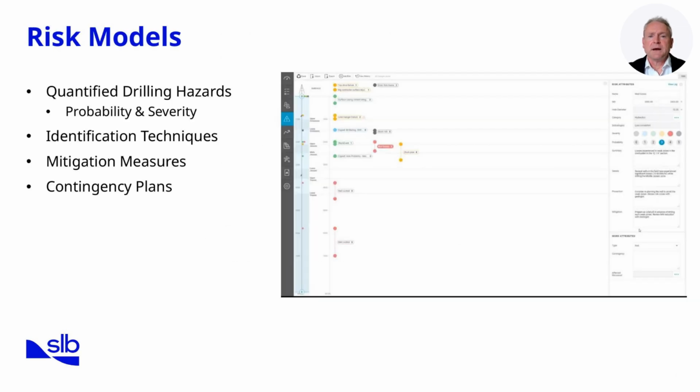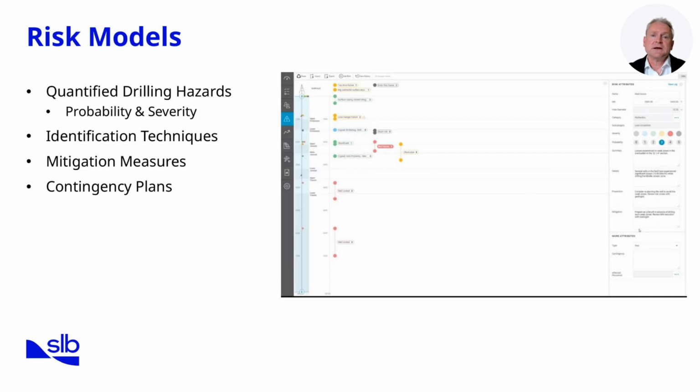Risk models form the backbone of safe and efficient drilling operations. At their core, they allow us to identify, quantify, and prioritize drilling hazards. Quantified drilling hazards mean that we don't just list risks, we assign measurable values to their probability and severity. This approach gives us a clear picture of which risks demand the most attention.